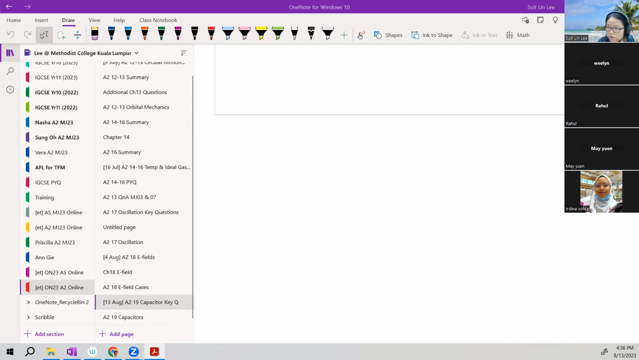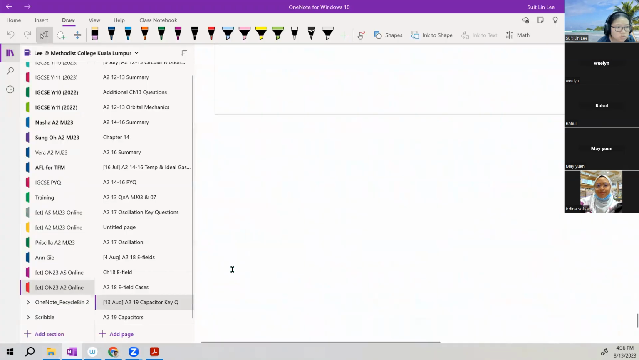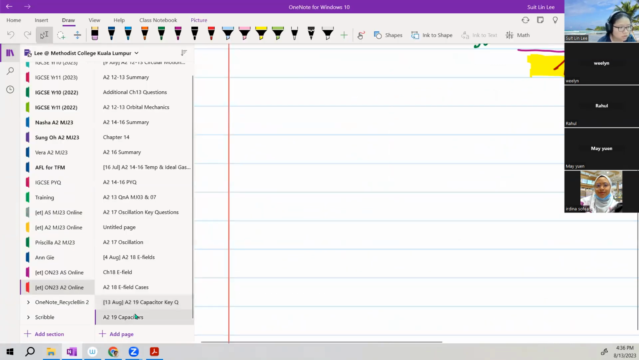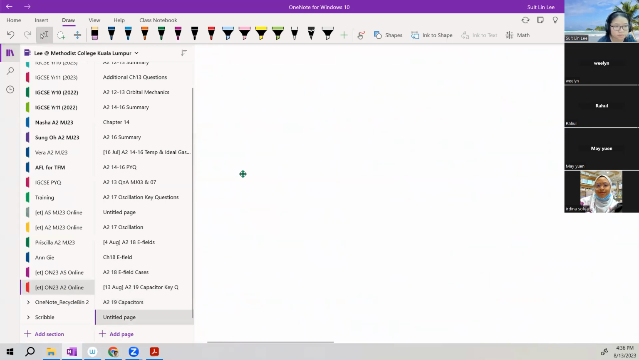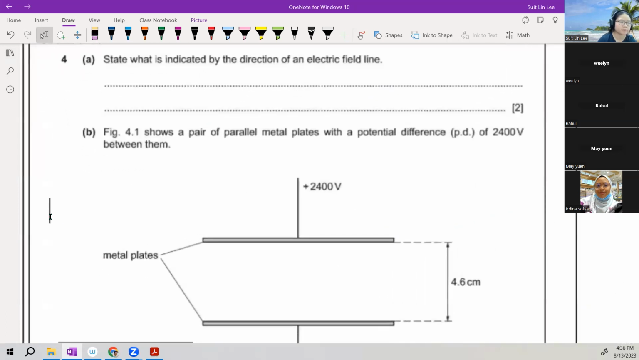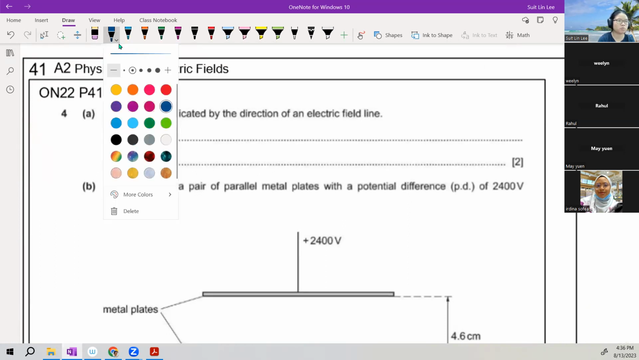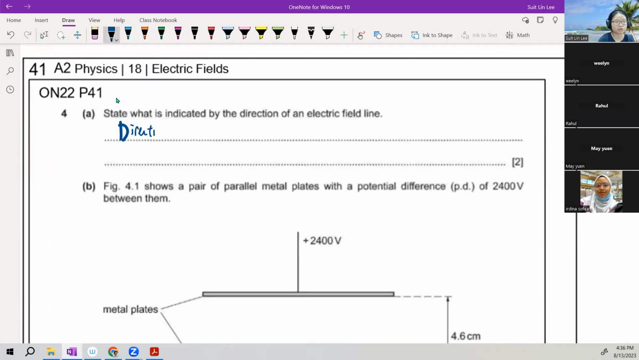Let me print it out. Starting with page 41. I think put it here. Okay, as mentioned before, because it's new, there's not that many parallel plate questions, but if it comes up, the questions are relatively doable. Okay, so this one starts off by similarly asking us what is indicated by the direction of the electric field line. So the direction of the electric field line will always point towards the direction of electric force.